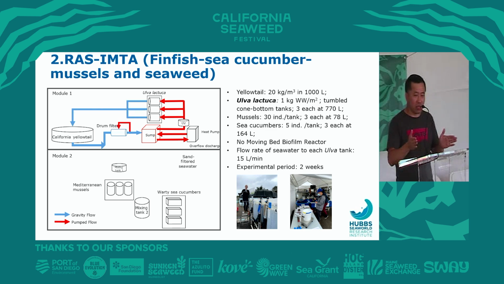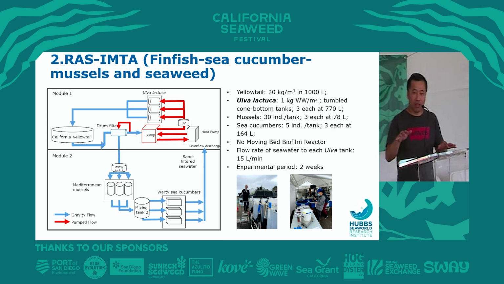During this process, the nutrients are assimilated by the awa, so that means clear seawater. And the solid waste backwashed by the drum filter flows by gravity into 3 mussel tanks, and then into 3 water-seeking cuber tanks, and back to the sump, right? So it's completely circulating.